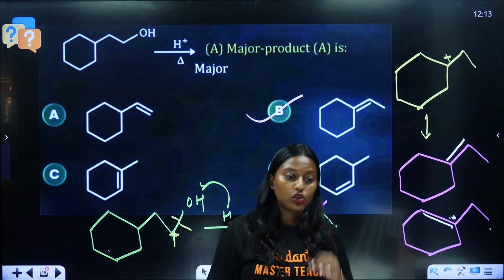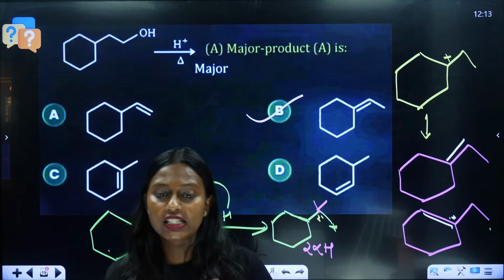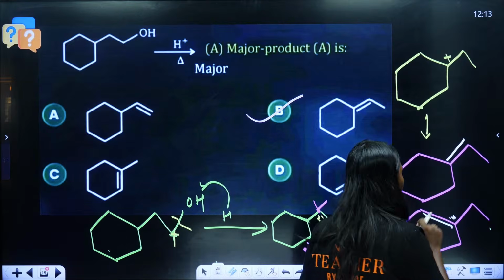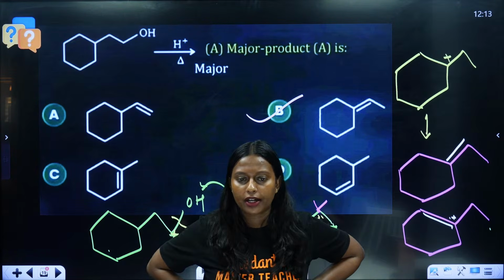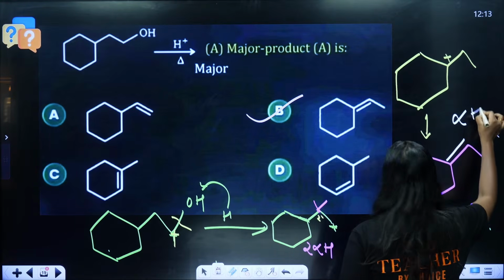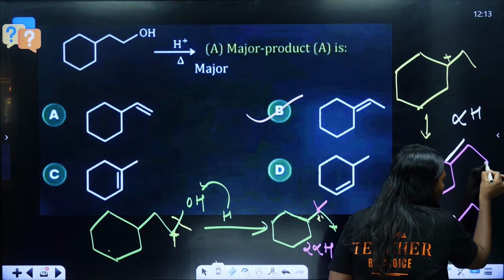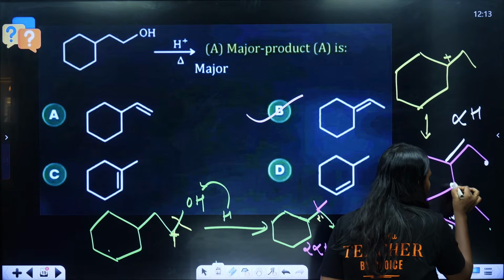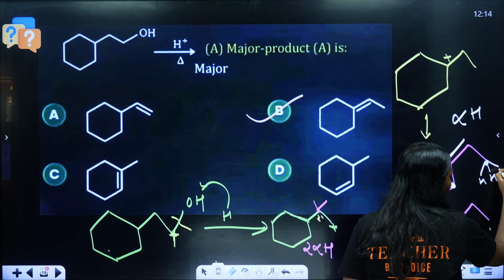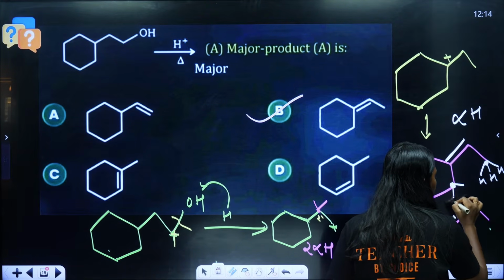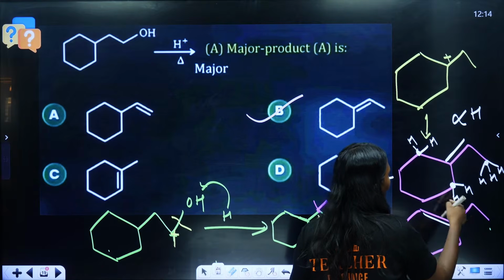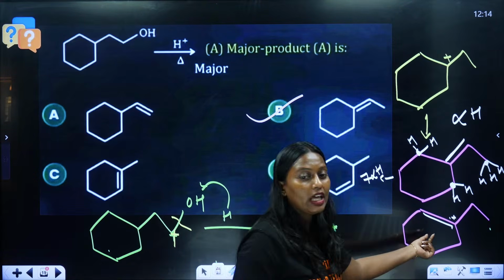So which one is our major product? The major product is the more stable one. How will we find our major product? It is very simple. Just count the alpha hydrogens. This is our double bond. This is one alpha hydrogen, another alpha hydrogen, and another. Hydrogen, hydrogen, hydrogen, 3. In the alpha carbon you can see 2 alpha hydrogens. Here also it is 2. So the total number of alpha hydrogens in this molecule is 3, 4, 5, 6, 7. 7 alpha hydrogens.